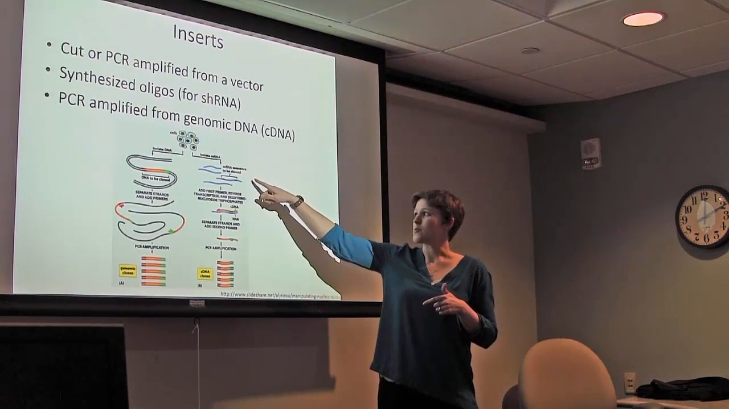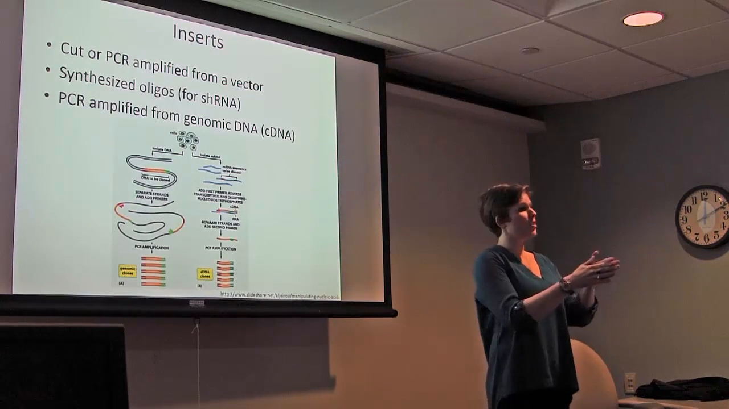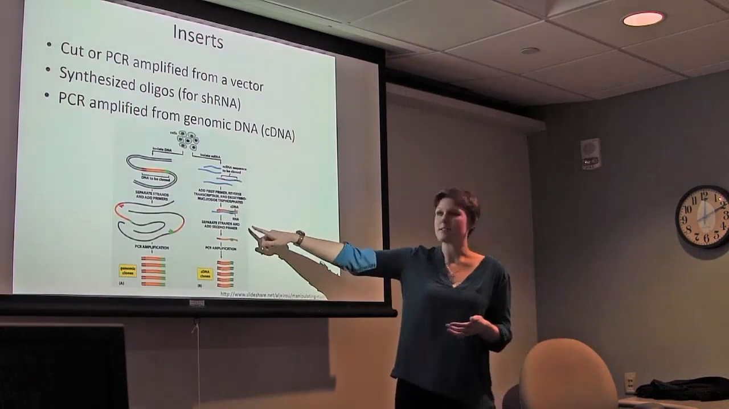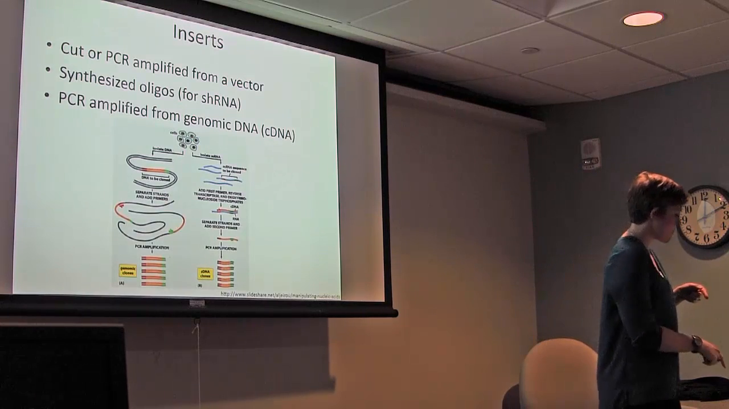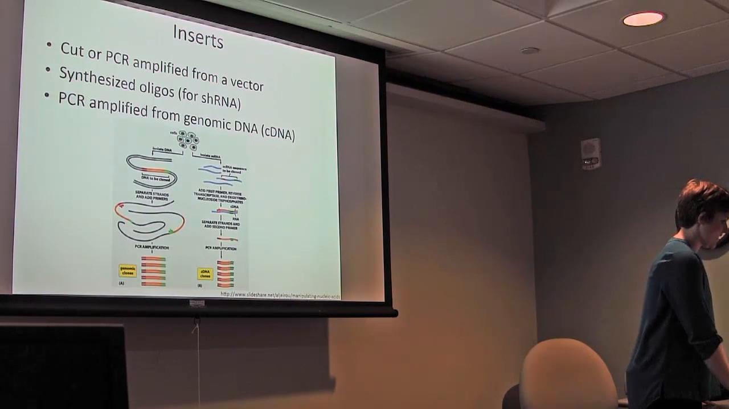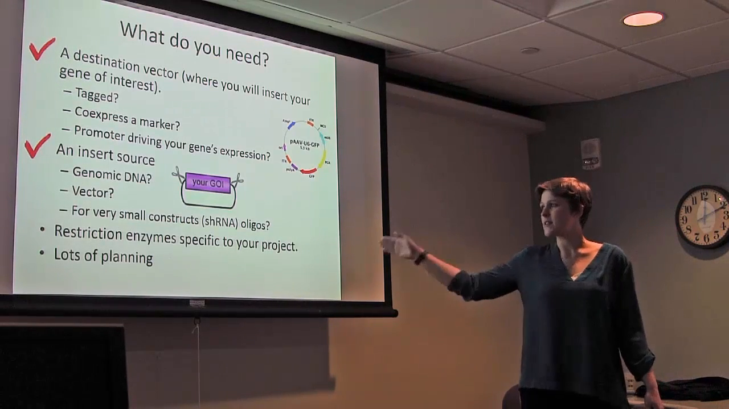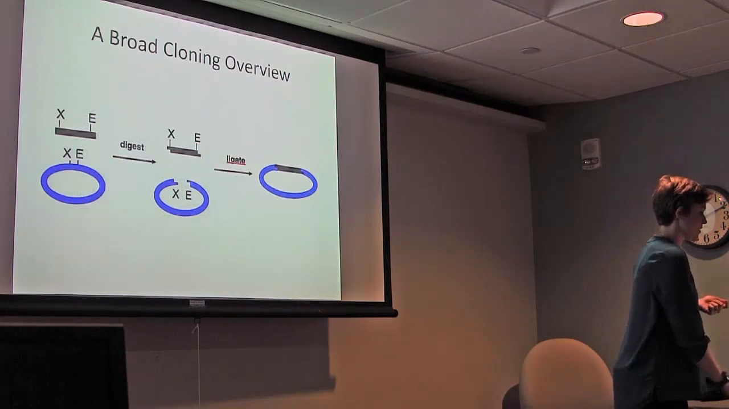So basically you can use a reverse transcriptase, make cDNA from your mRNA, which is just your open reading frame, just your coding sequence, and ultimately PCR amplify from your cDNA and get your insert source. And we'll talk more about primer design and everything in a few minutes. So once you have your insert source, you have to think about what restriction enzymes that you're going to need that are specific for your project.